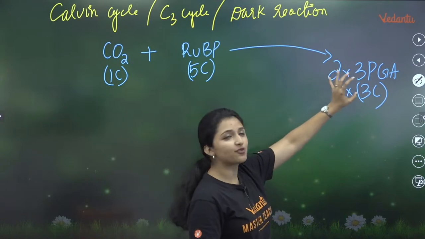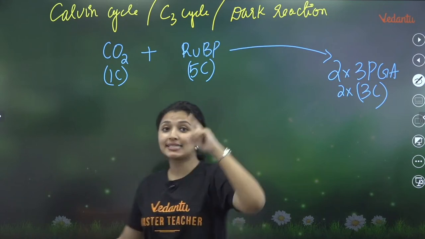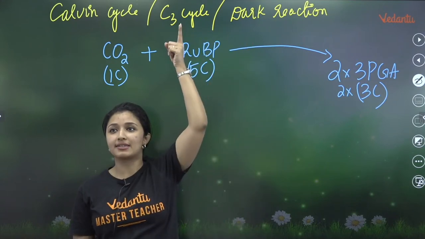Right? Because this is phosphoglyceric acid and this is a 3 carbon compound, we call it the C3 cycle. That's why the name is C3 cycle.